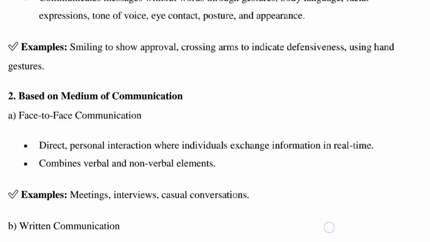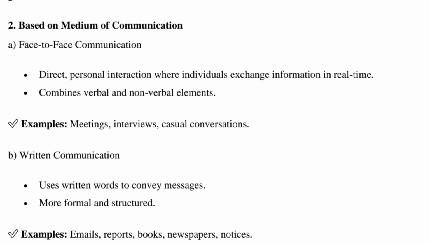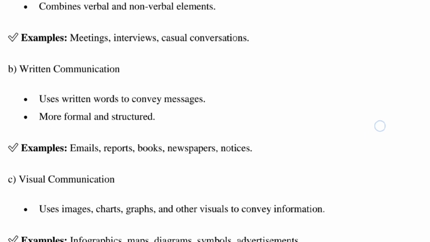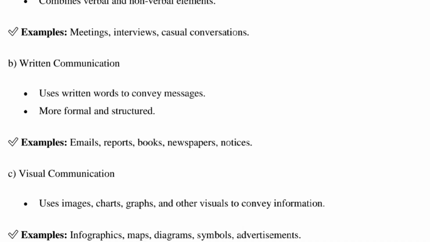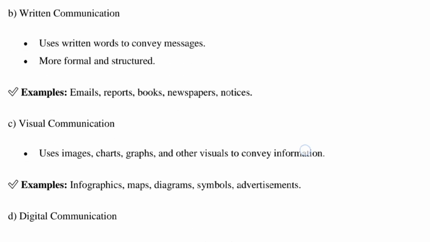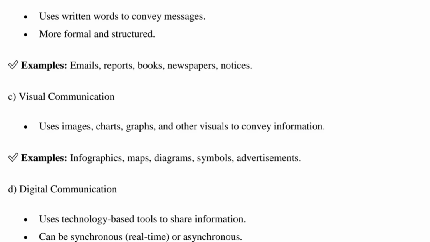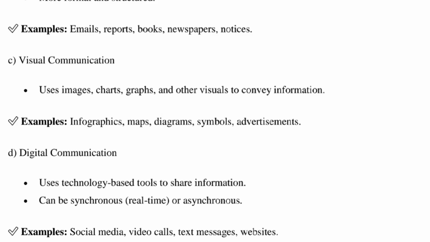Based on the medium, the first thing, face-to-face conversation, a direct personal interaction where individuals exchange information in real time. In face-to-face conversation, the persons exchange communication in a direct method. For example, meetings, interviews, and casual conversation. Written communication uses written words to convey the message, and is more formal and structured. Examples: emails, reports, books, newspapers, and notices. And visual communication, where people use images, charts, graphs, and other visuals to convey information, especially infographics, maps, diagrams, symbols, and advertisements.